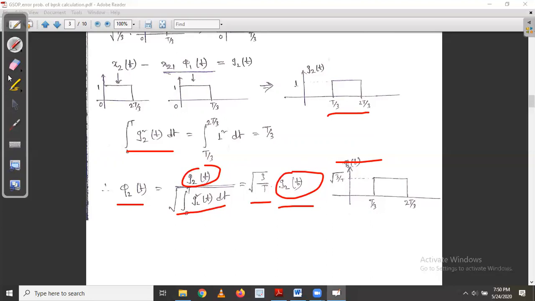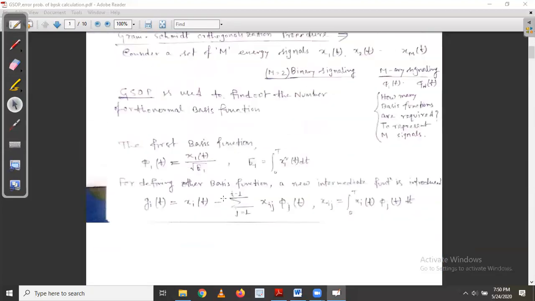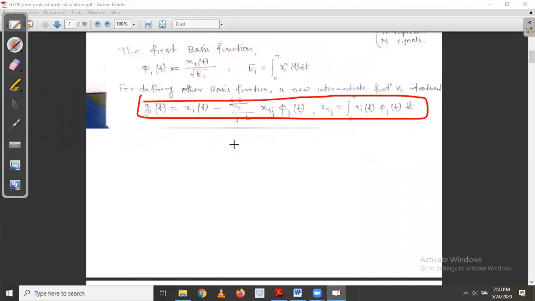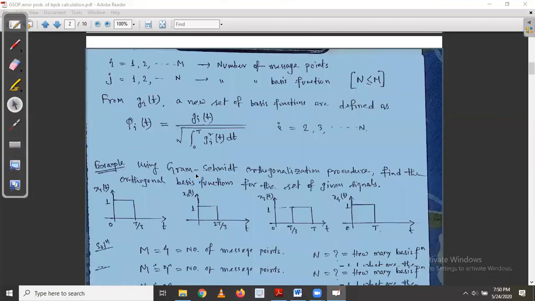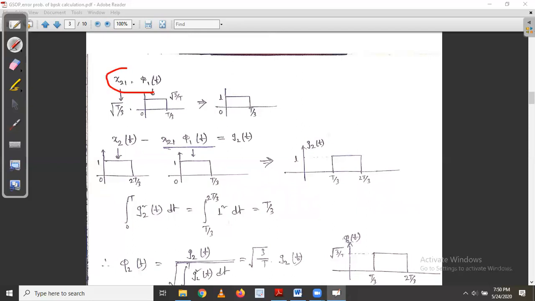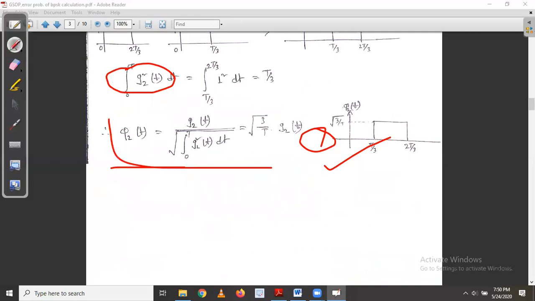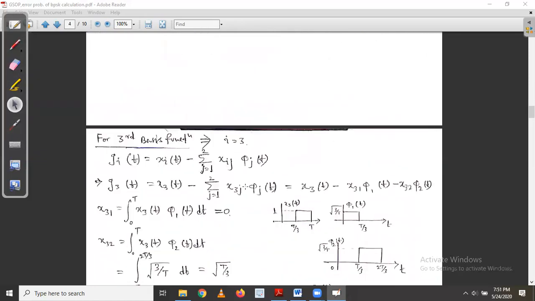That means what we are actually doing. We are just following some steps, and those steps are this one, and definitely this one. These two steps that we are following. And some subtraction of one waveform from another. This is some product of two waveforms, and this is some subtraction, and we are getting this one as g2. Then that g2 we are using in this equation. That's all. Very simple thing that we are doing. Now the next, that is your phi 2. And now it will be your phi 3. Third basis function. Very interesting.